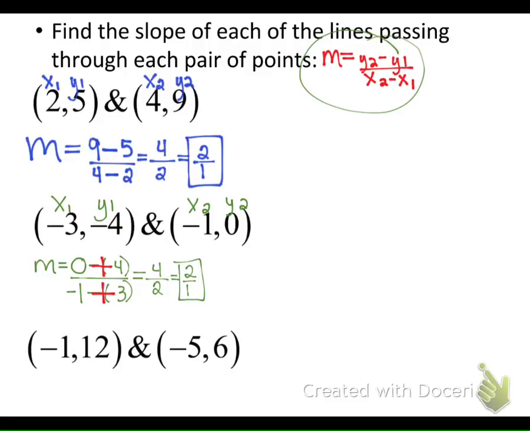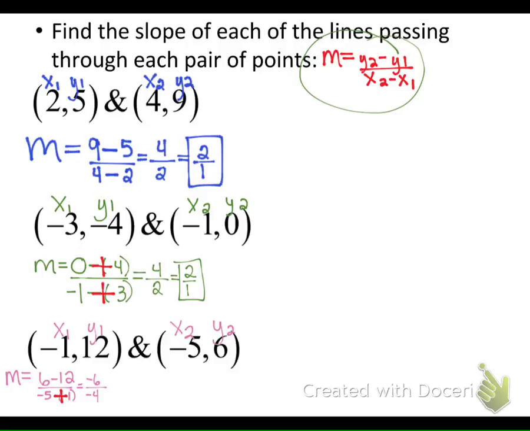All right, my last one here. Label them. First ordered pair. Second ordered pair. I start with my m equals. 6 minus 12 over negative 5 minus negative 1. Two negatives touch and change to a positive. So then I have 6 minus 12, negative 6, there you go. Then I have negative 5 plus 1, negative 4.